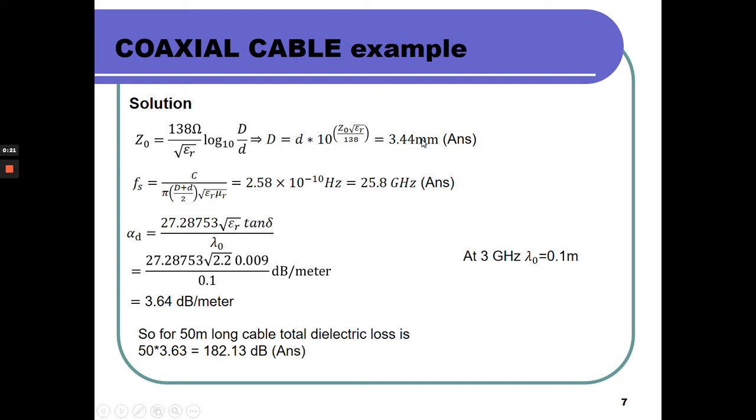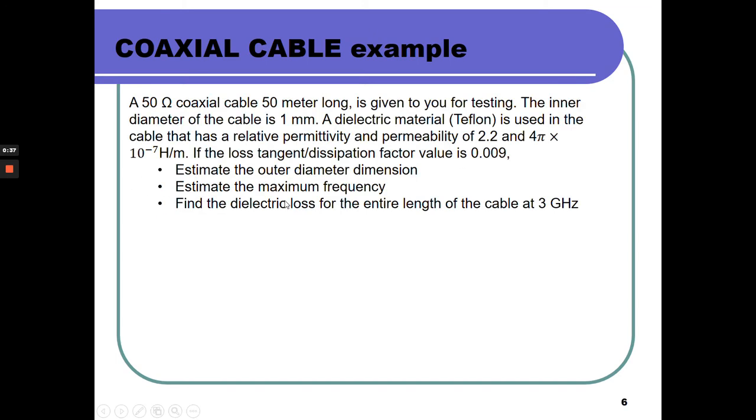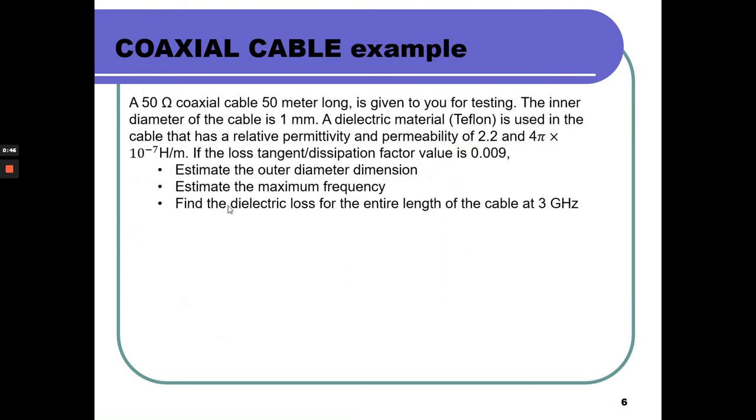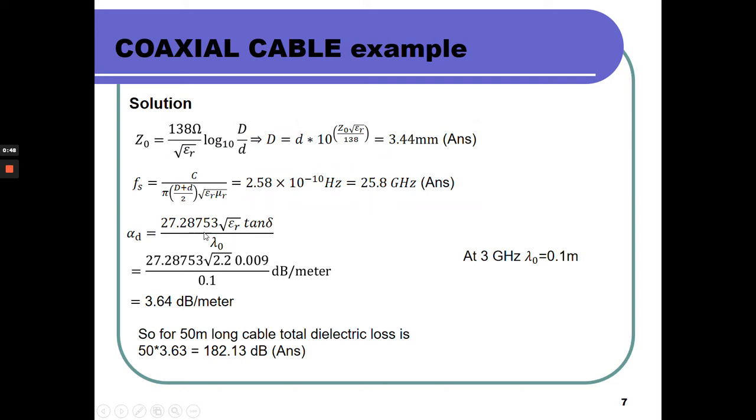Until here. Okay. So now we know the outer diameter of our coaxial line, which is 3.44 mm, and our inner diameter is 1 mm. From the other equation that we demonstrated before, we know all the values here. So we put the values in and estimate our maximum frequency, and it seems that it is 25.8 gigahertz.